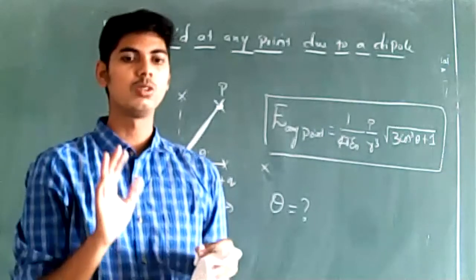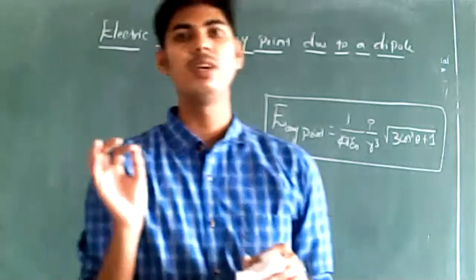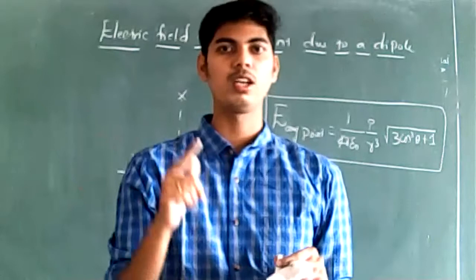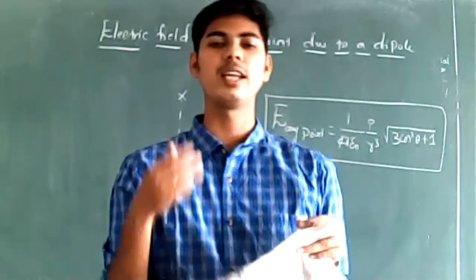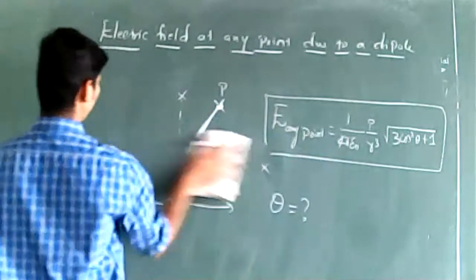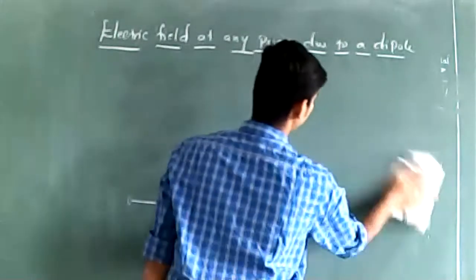Right? So this is regarding the electric field produced by an electric dipole at a point on the axial line, at a point on the equatorial line, and at any point around the dipole. So just remember these equations. This will help.